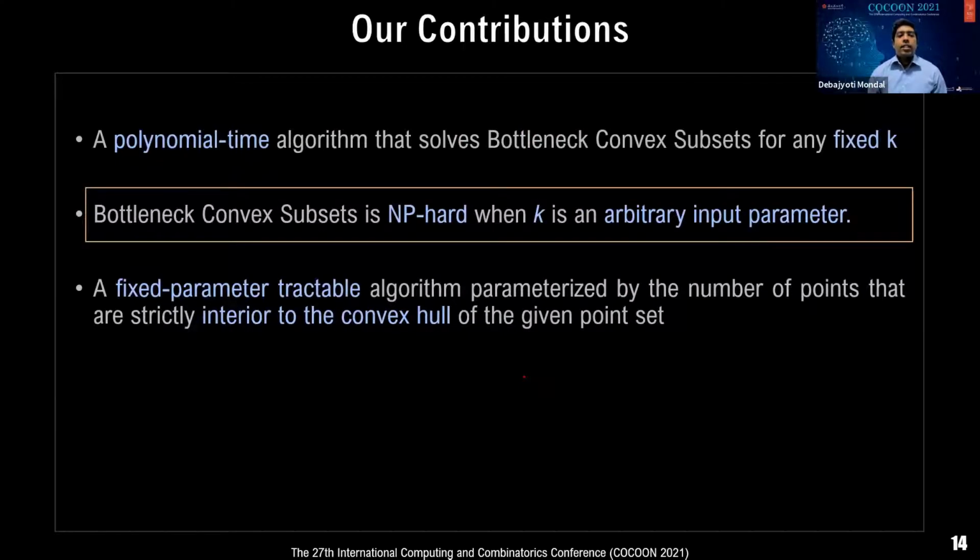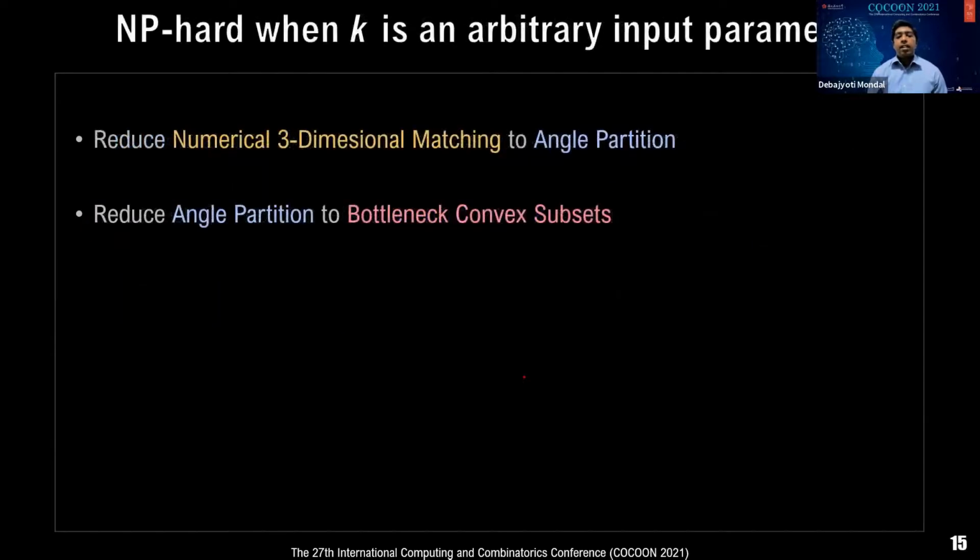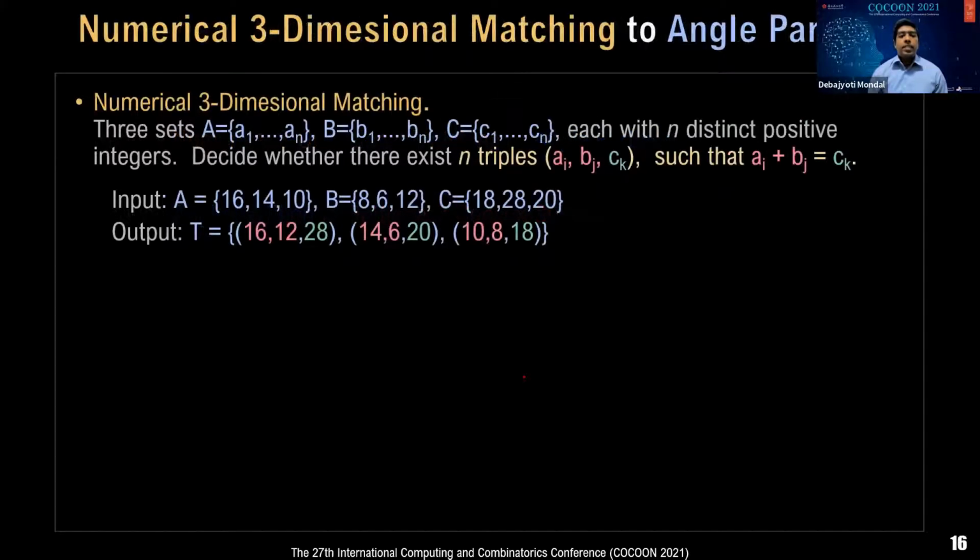The next one is that we show that the problem is NP-hard when k is an arbitrary input parameter. The idea of showing this NP-hardness is first to reduce an NP-hard problem, numerical three-dimensional matching, to an intermediate problem which we call angle partition. Then we reduce angle partition to bottleneck convex subsets. Now let's see what the numerical three-dimensional matching problem is.